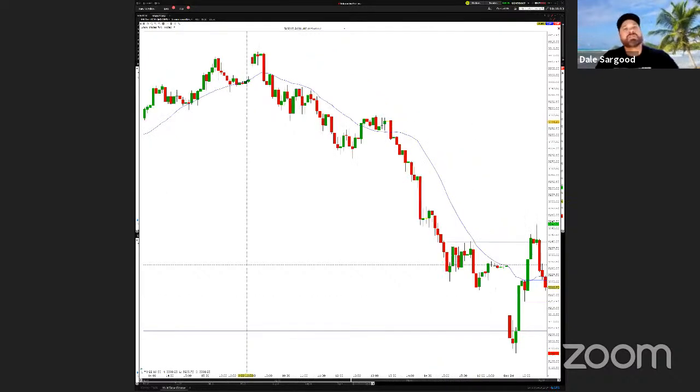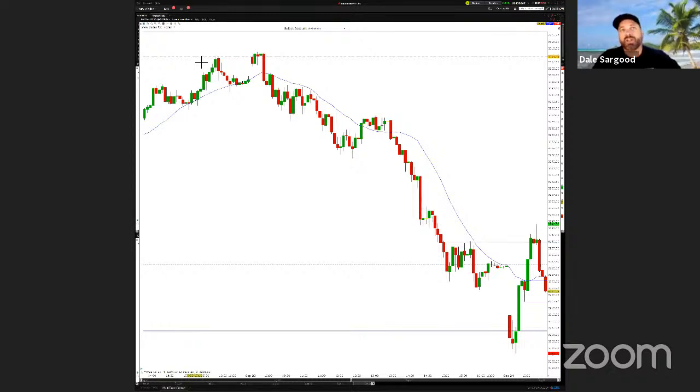Well, right now, all you can see is red candles. Red candles, red candles, red candles. You can see the current price is very close to the low of the candle. What that's telling me is the sellers are currently in control of this market. Right? The sellers are currently in control of this market.